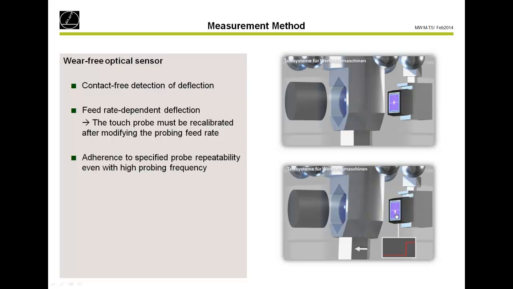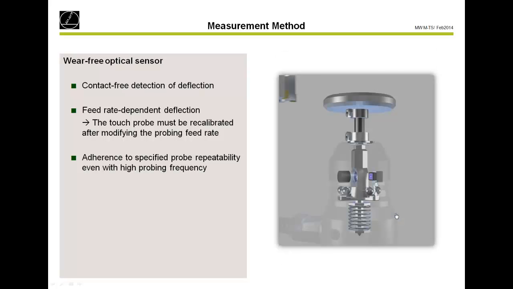Because the distance until the control registers the signal is longer when you have a higher feed rate, and this must always be calibrated. The same is true for a tool measurement system. There you have the same technology inside of your touch probe here.